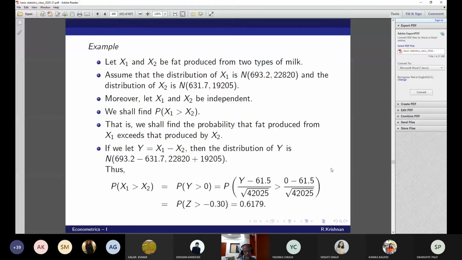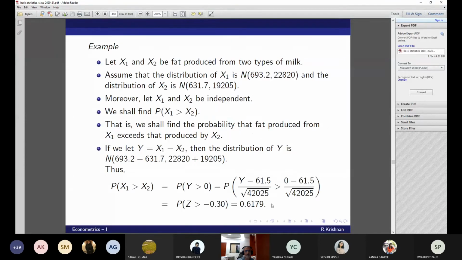Suppose X1 and X2 produce only the same fat; what will be the null hypothesis? Then Y should be equal to zero. But given this probability, I think it's quite a good probability. Later on we'll take it up and see how to test. Suppose I get 0.006179. How do we test whether this can be treated as zero? That is part of hypothesis testing. So this is how you proceed.